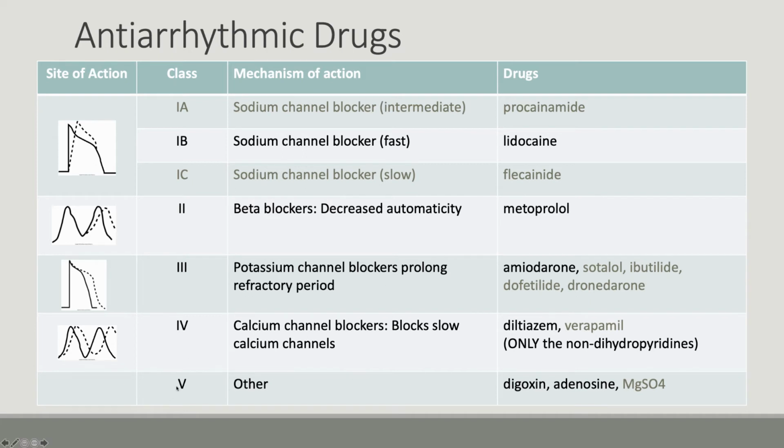And then we have so-called class 5. This is made up. There's really no class 5, but it's just for the other ones that don't really fit anywhere else. DIG. Did you know that DIG can slow the AV node? It can slow conduction through the AV node. That's why it's an antiarrhythmic.